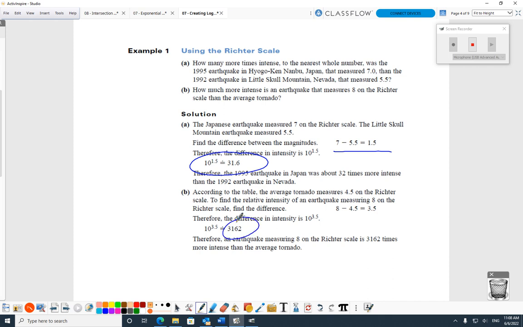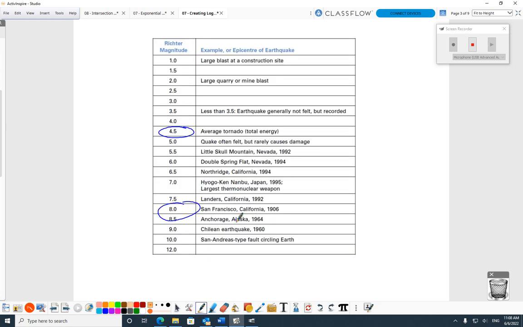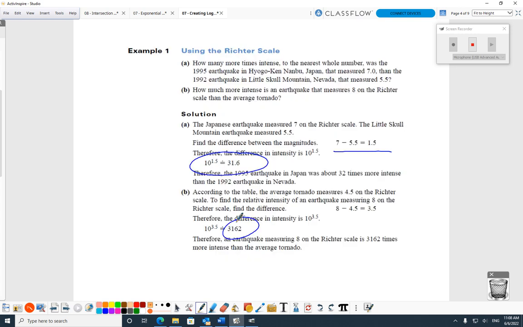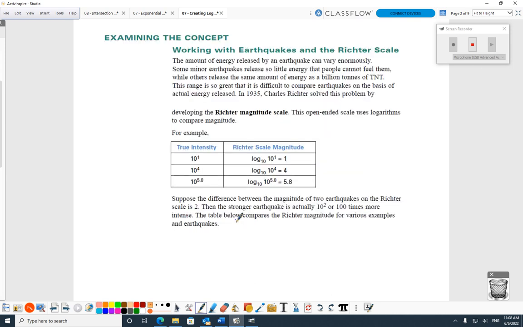Let me say it again. The difference in Richter magnitudes is a difference in exponent tens. So you put the difference on exponent 10. That's as simple as getting through the Richter scale is. What does that have to do with logs? Well, that's where it all comes from. The intensity is a log of the Richter scale magnitude.